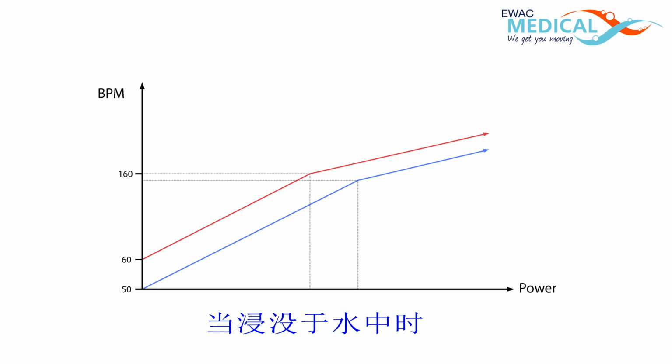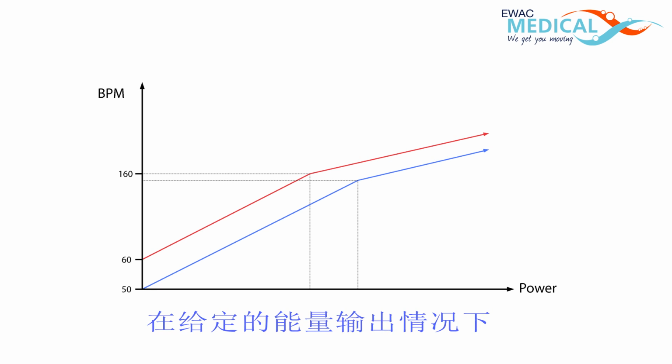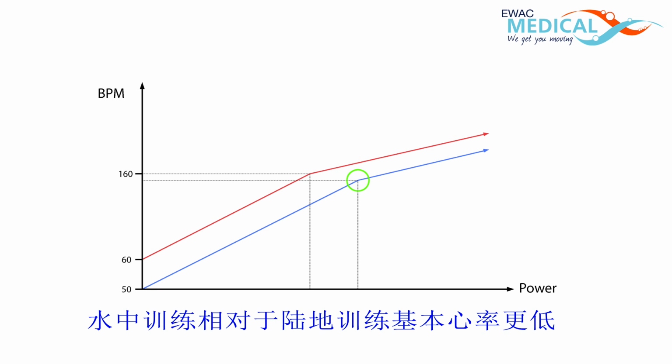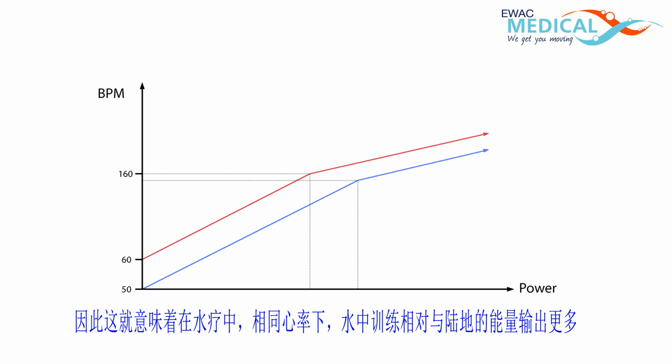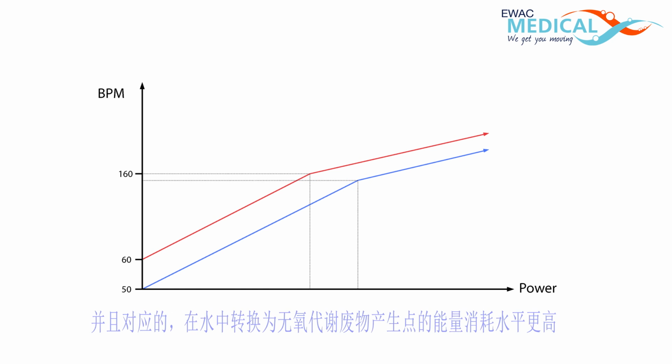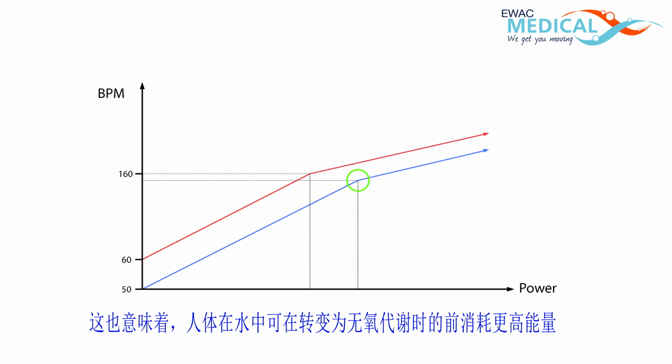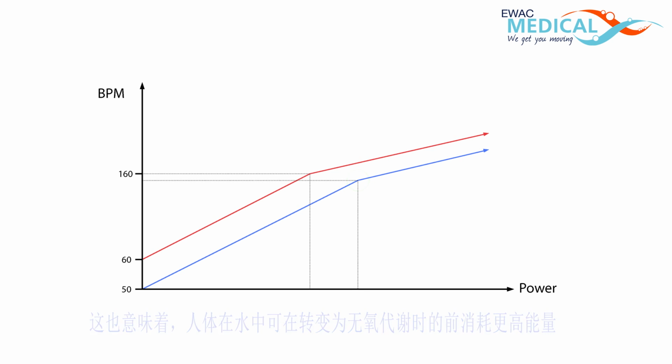When submerged in water, however, the basic heart rate is lower at a given power output. This means that in water the human body can produce a higher power output at the same heart rate compared to land-based training. And as a consequence, in water the anaerobic threshold is moved to a higher power output level. This means that in water the human body can sustain a higher power output before switching to anaerobic combustion.